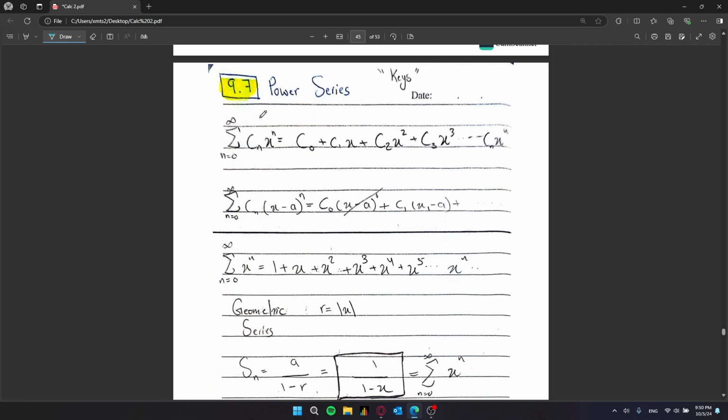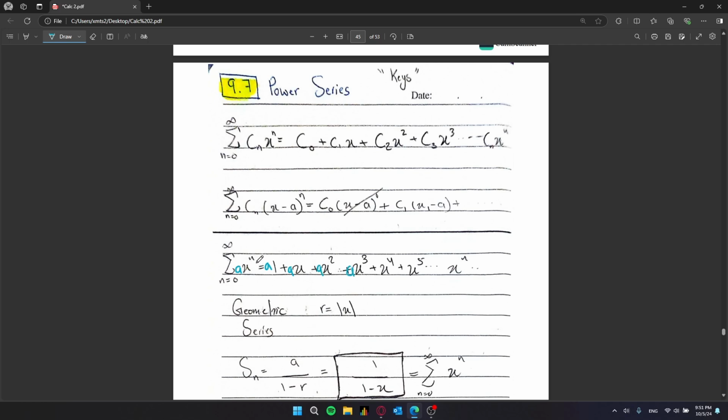So you have this series, right? You have c of n times x to the power of n. If you spread this out, you can see that this is just c of n times x minus a to the power of n, and we know that this is just a geometric series with a. So in this case, it's a equals 1. So this is a.